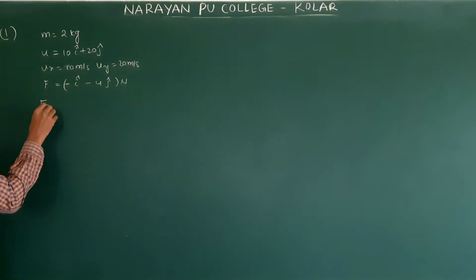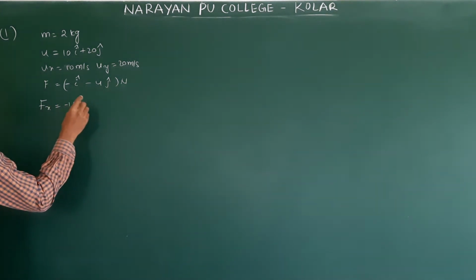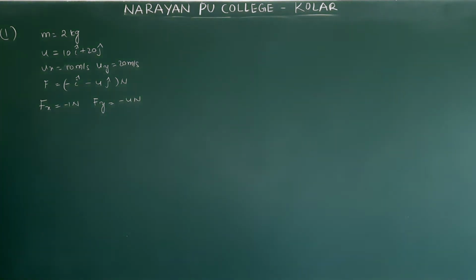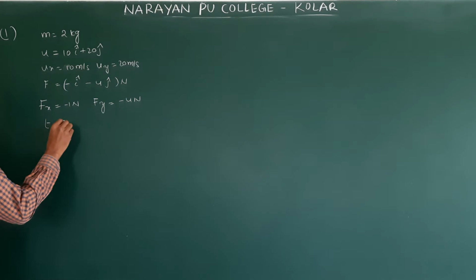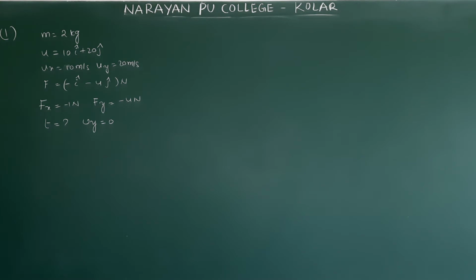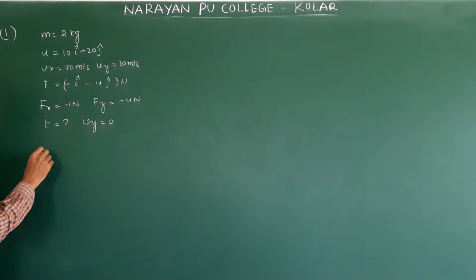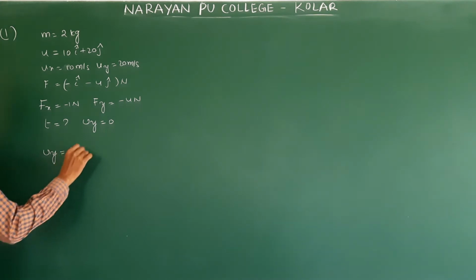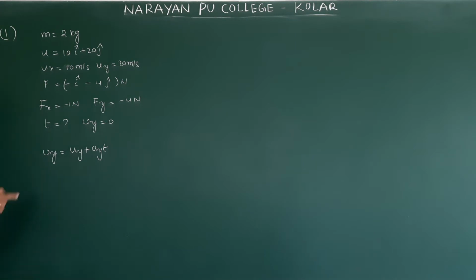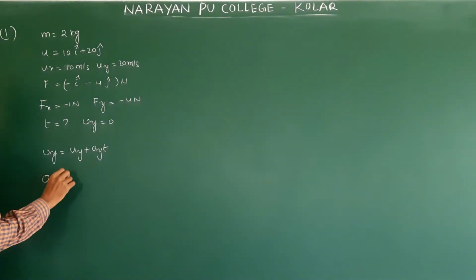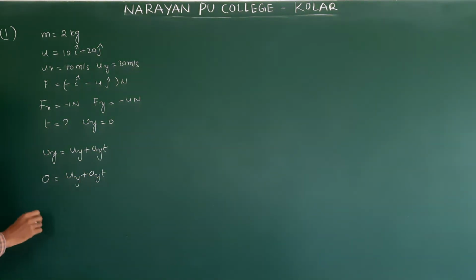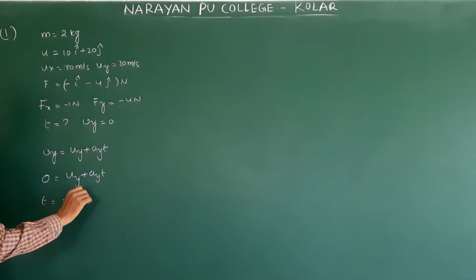This means Fx is equal to minus 1 Newton, Fy is equal to minus 4 Newton. What they are asking is the time when the final velocity along the y direction is equal to 0. How do you write this equation? Vy is equal to uy plus ay t, the kinematic equations in two directions. Final velocity 0, so 0 is equal to uy plus ay t. They are asking t, so t is equal to minus uy by ay.